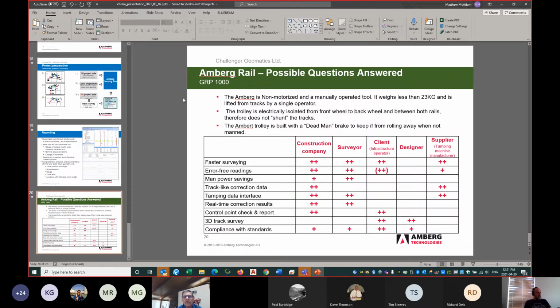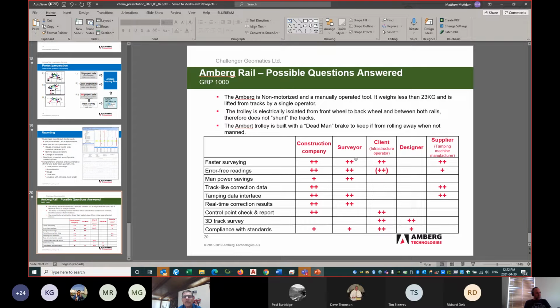So really, our Amberg non-motorized is a manually operated tool. It weighs less than 23 kilos, and really a single person can lift it, but two is better. It's electrically isolated from front wheel and back, so it doesn't shunt the tracks, and it's built with a dead man's brake. So there's a brake on the handle. Once you let go, the brake is on. So you have to keep the handle down while you're moving it.